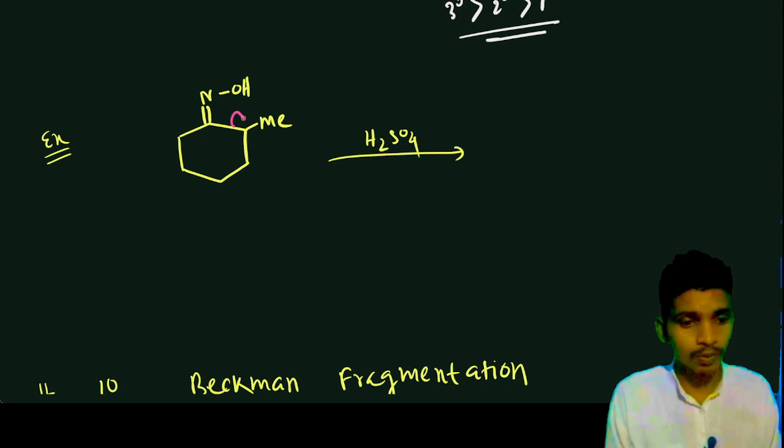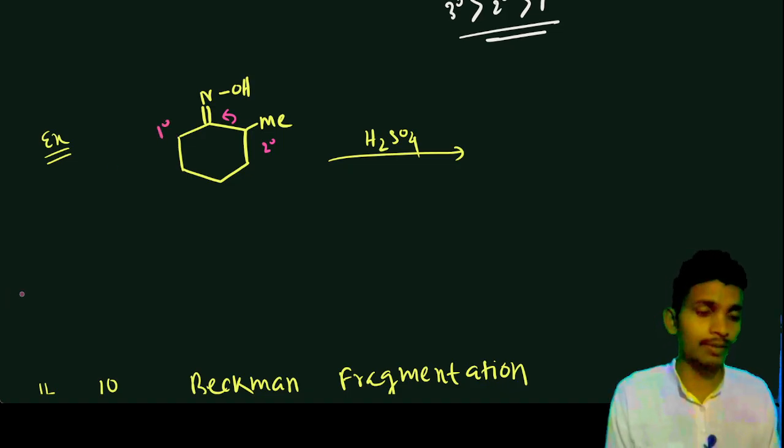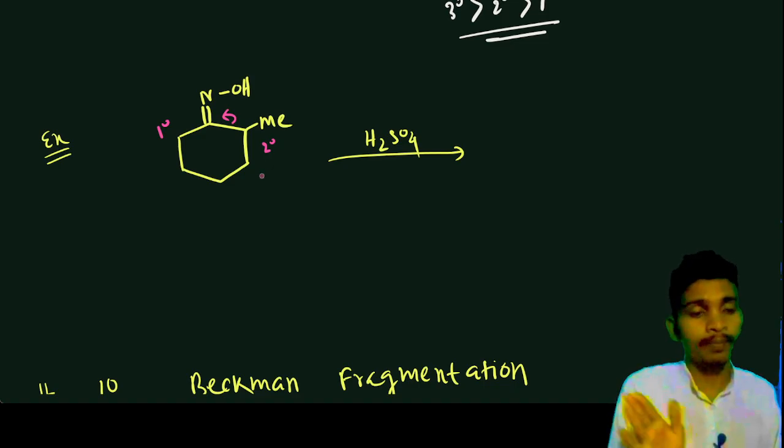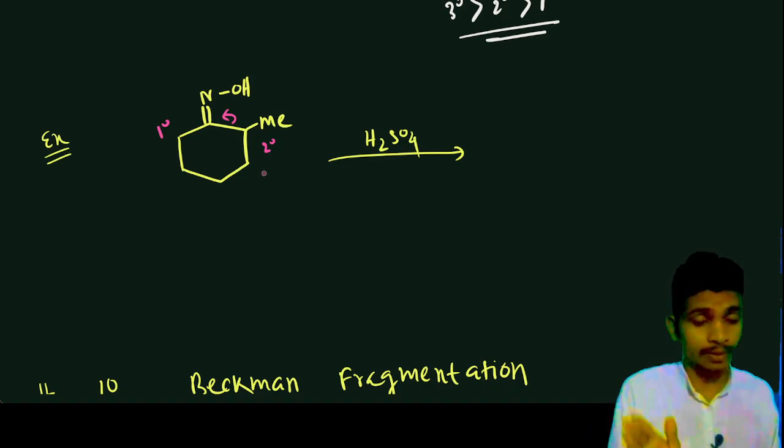After it breaks, it is going to become a 2 degree carbocation, and this is the 1 degree carbocation. For Beckmann rearrangement, this has to be either 1 degree or 2 degree. If it is 3 degree, then that is going to be a Beckmann second order rearrangement, or fragmentation. Beckmann fragmentation will occur.